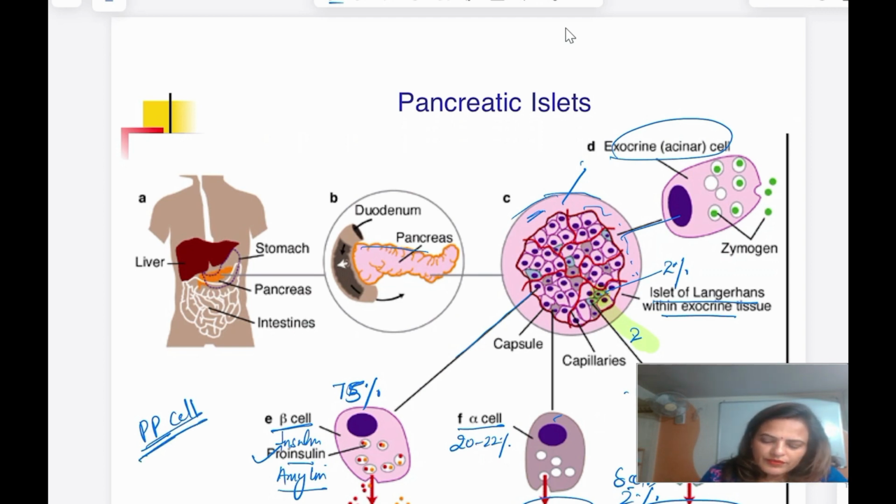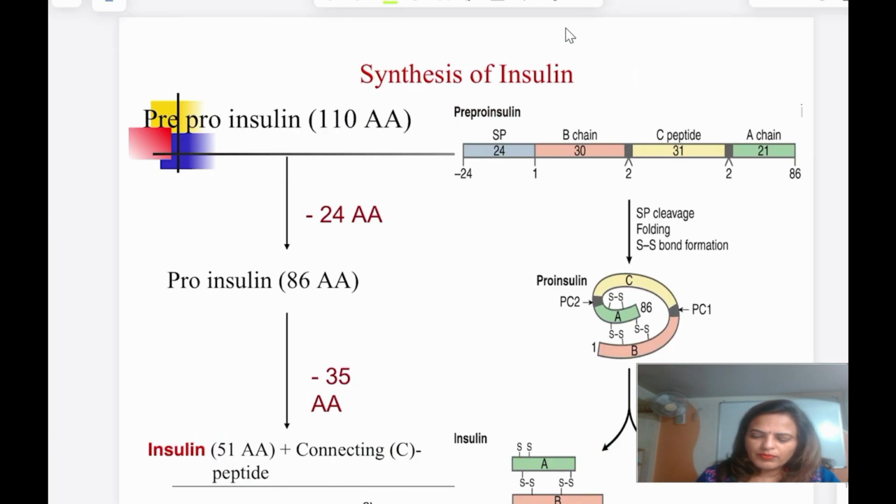So you can see the pancreas with the exocrine part, which is going to give the digestive enzymes, and the endocrine part, which consists of beta cells, maximum number 75%. From here comes insulin and amylin. 20 to 22% are alpha cells, which are going to give glucagon, and 2% are delta cells, which are going to give somatostatin. And the pancreatic polypeptide cell is going to secrete the pancreatic polypeptide.